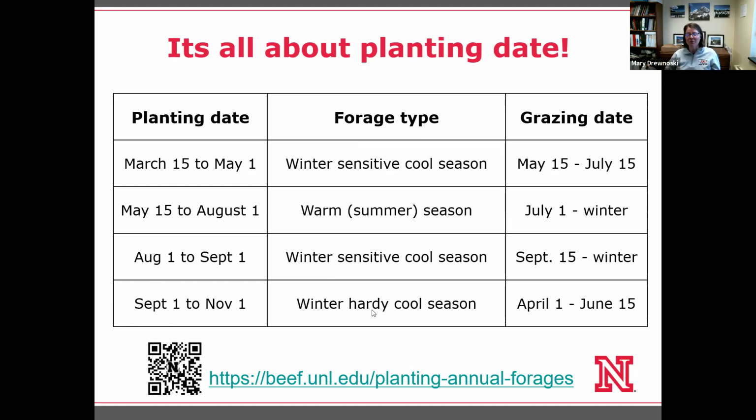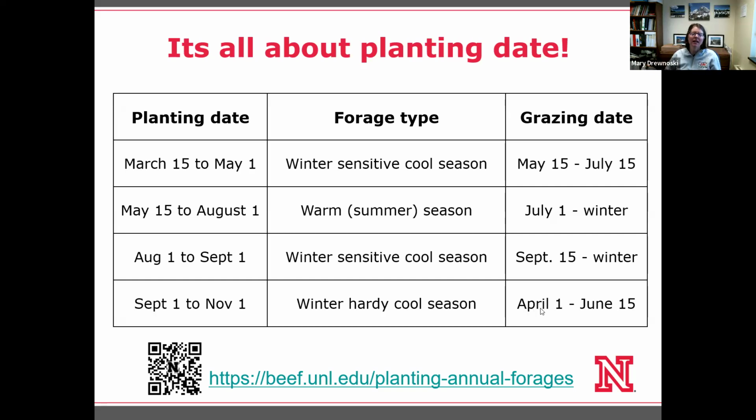And that's something like cereal rye. And these species can give you early spring grazing, like even as early as April 1. This year, we were able to get out on our rye on April 1. We planted in early October, and we had a nice mild winter, and so we were able to get out there and start grazing.